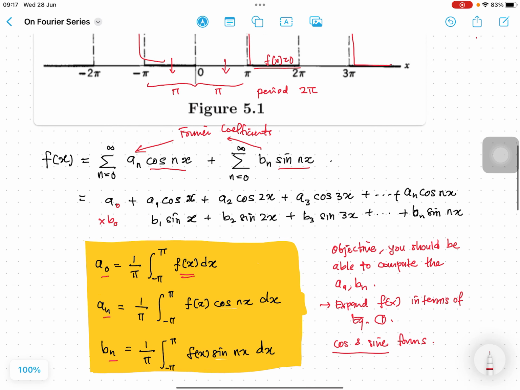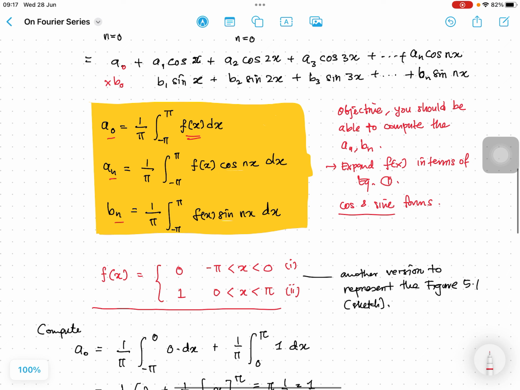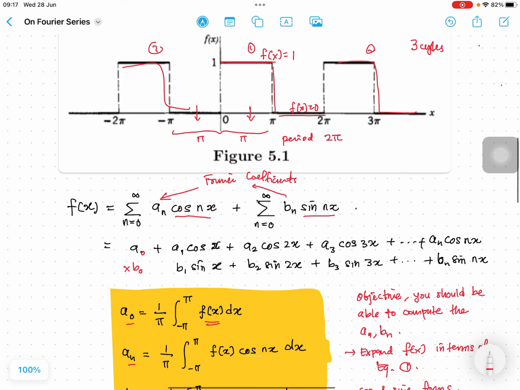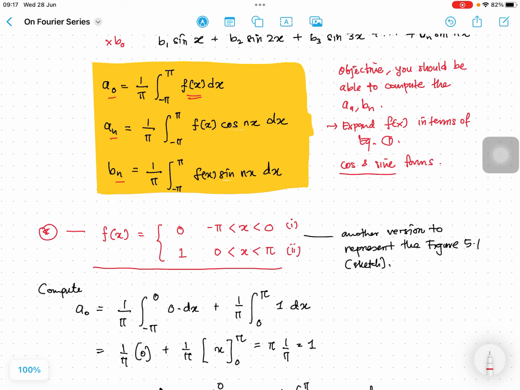Or instead of using the figure, you can write down your function in this form. I put this a star. Your function is 0 from minus pi to 0, and your function is 1 from 0 to pi. So you take this part. I also gave you the period of 2 pi. So this is another version to represent Figure 5.1.